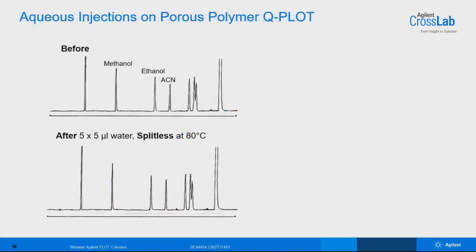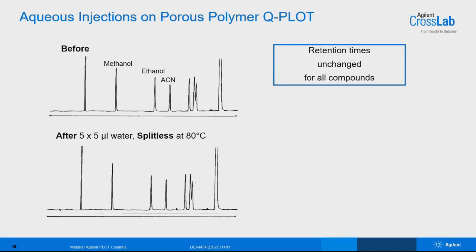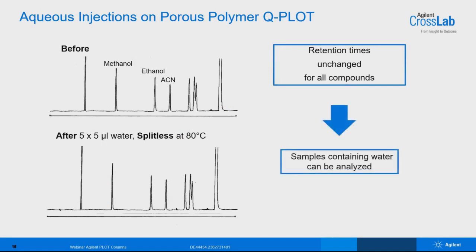I've already mentioned porous polymer GC columns can withstand water quite well. In this slide you can see the effect of splitless injection of 25 microliters of water. In total 5 injections were made. The elution of methanol, acetonitrile, remains totally unchanged. The analysis is performed at 80 degrees Celsius, so it's even possible that the injected water condensed on the column itself, but no adverse effects can be seen. It means that samples with an aqueous matrix can be analyzed confidently. These plot Q columns are quite robust.